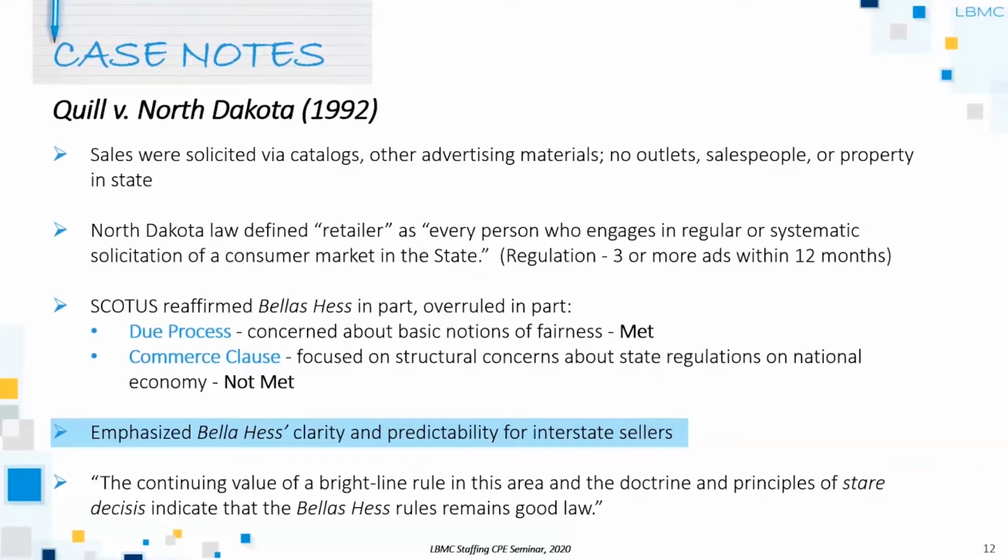They kind of hold their ground on the Commerce Clause and say that a physical presence is still required even in 1992. And again, from that perspective, maybe things haven't really changed much in the 25 years from Bellas Hess. But what the court says here in Quill is that, right or wrong, Bellas Hess established what the rule is, and for clarity and predictability, we're not going to change that. So the continuing value of a bright line rule in this area and the doctrine and principles of stare decisis indicate that the Bellas Hess rule remains good law.